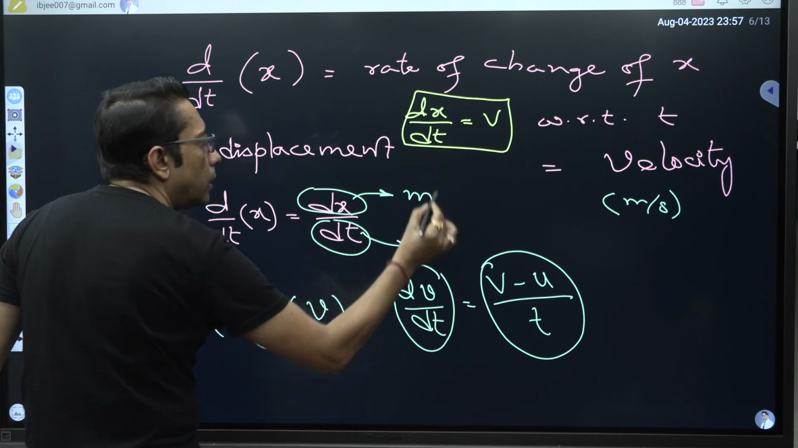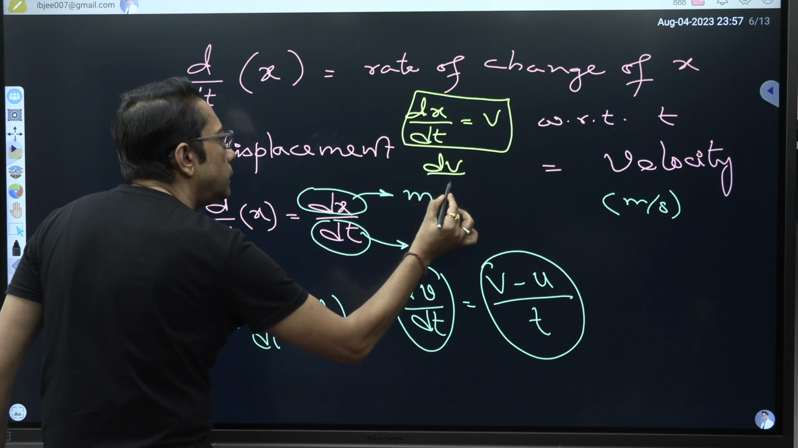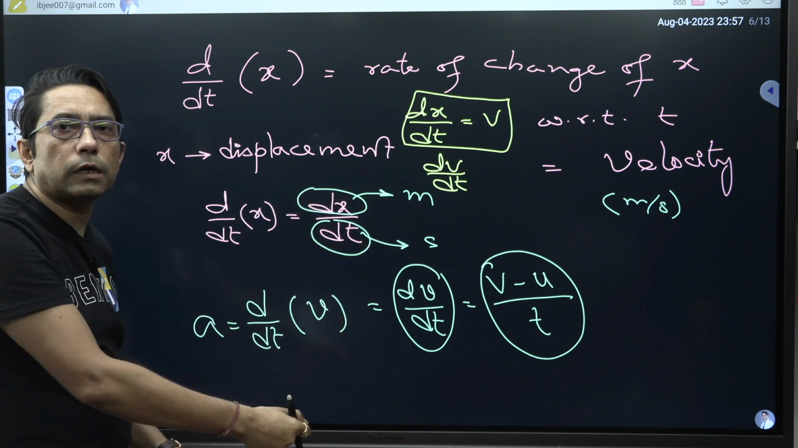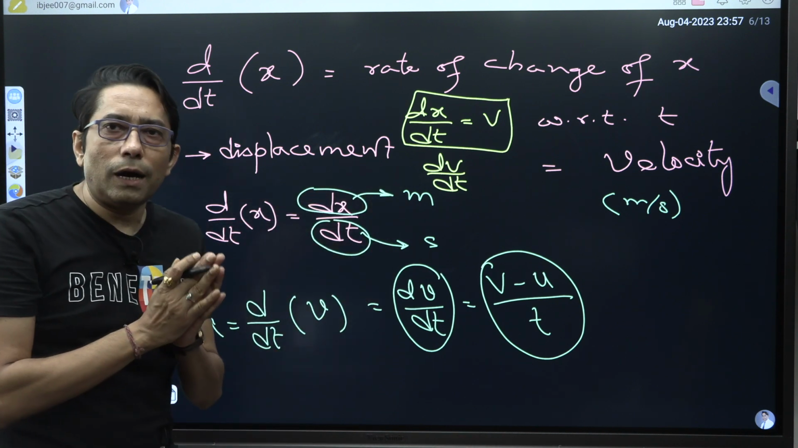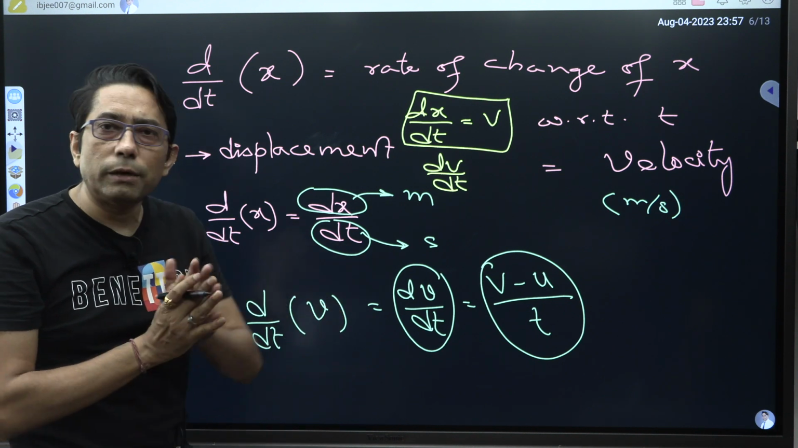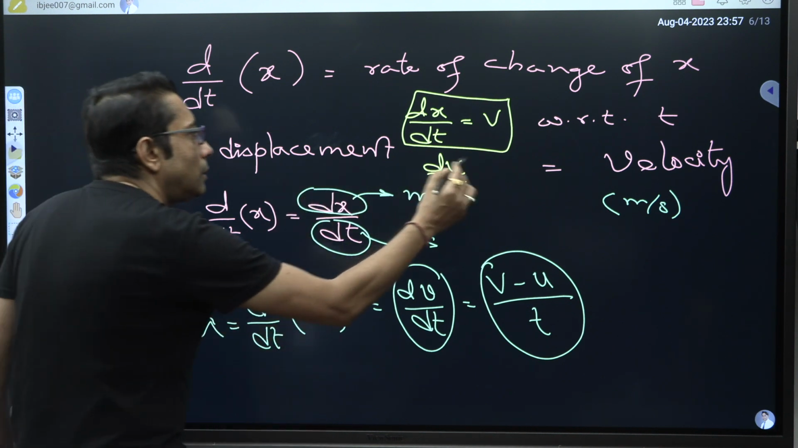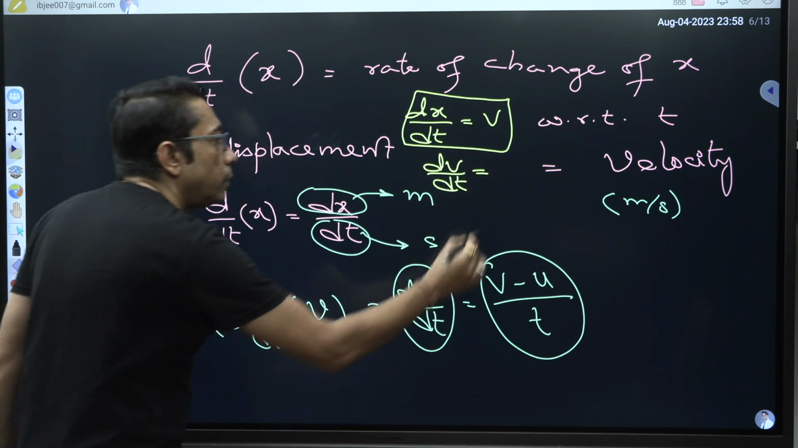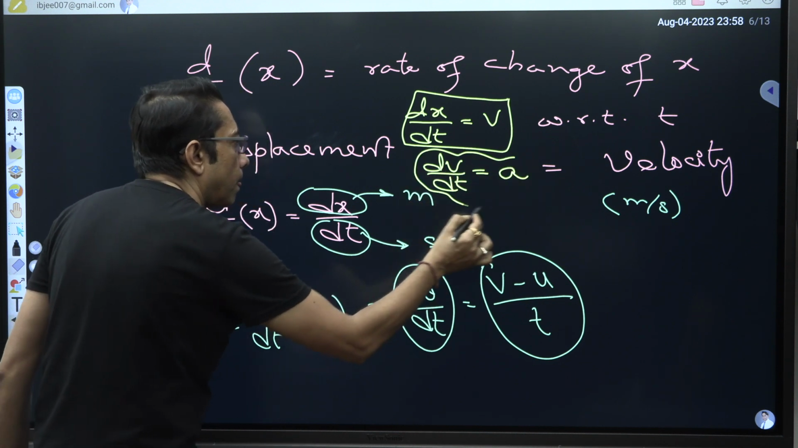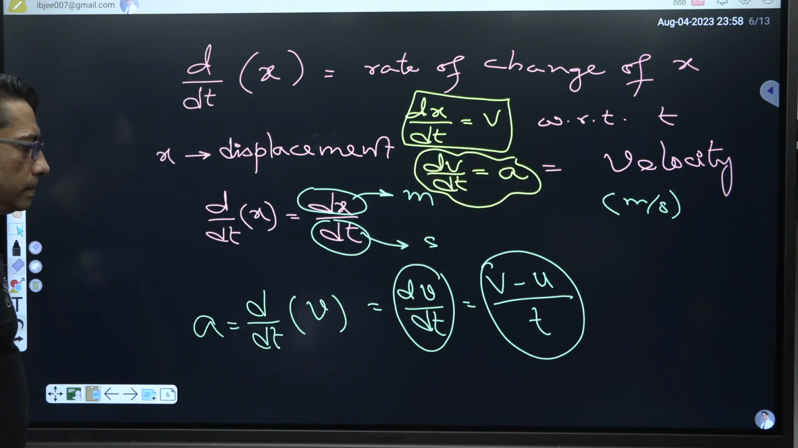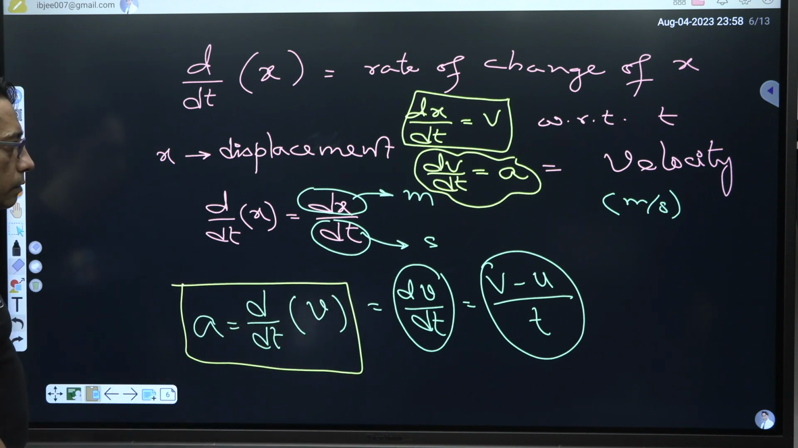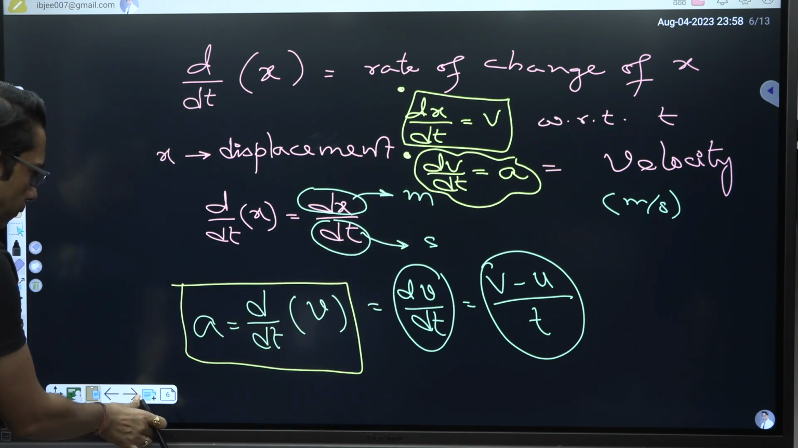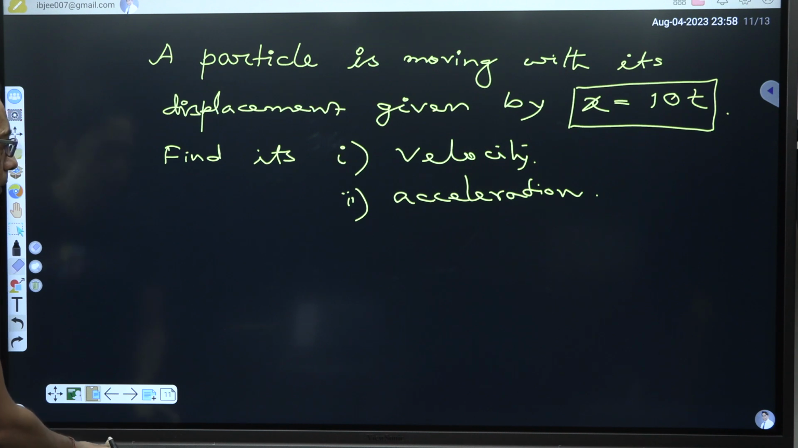Similarly, look below, it is also written d velocity by dt. If you further differentiate v, then further differentiation of v with respect to t would be what? That was written here. So remember these two things as a brief for this numerical.